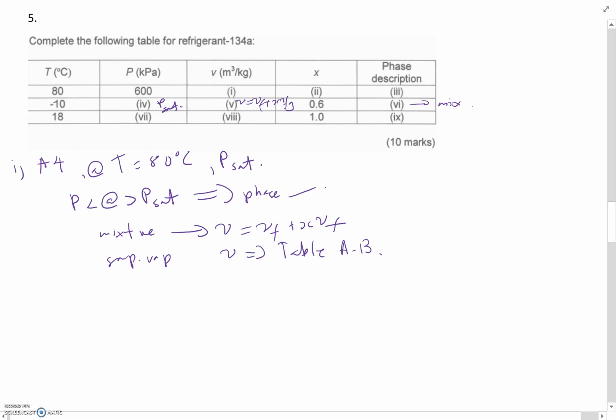This one, you are given temperature 18 degrees Celsius, you are given X. So what does it mean by X equals 1? So you can get your phase here. Is it saturated liquid or saturated vapor? So this should be P sat, right? If this is P sat, what is your specific volume here?